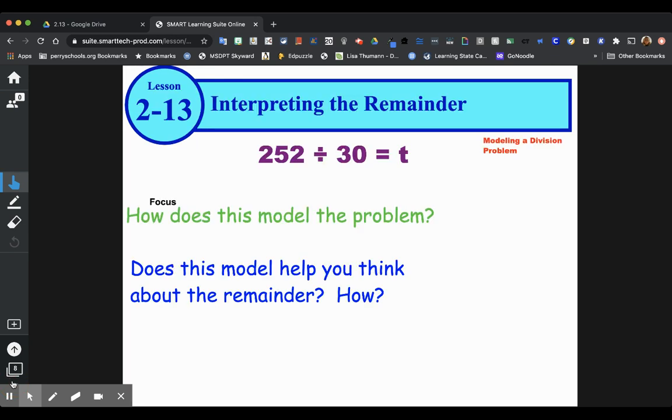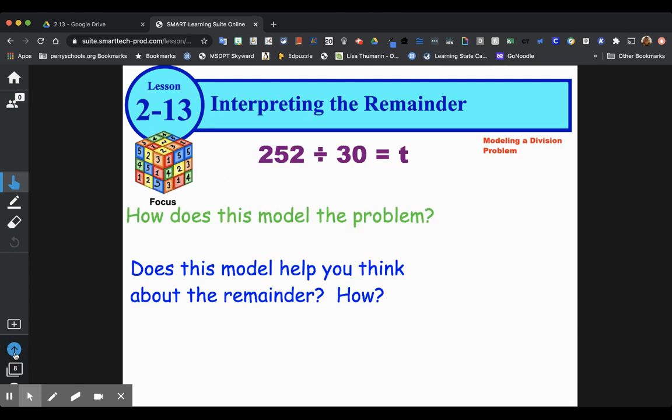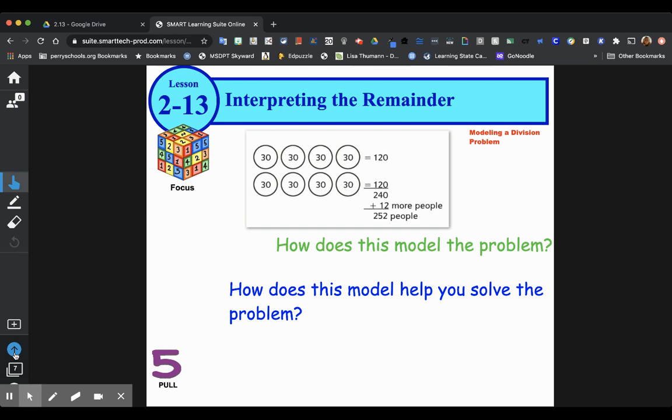So different models are serving different purposes. Sometimes models can help you organize the information in the problem. Some help you decide what operations you need to use. Others can help you interpret the solution in the context that you're using. Like this one for me helps me understand, all right, I'm taking 252 and I'm dividing it into groups of 30, which then leads me to this model, which helps me visually understand that there is a remainder.